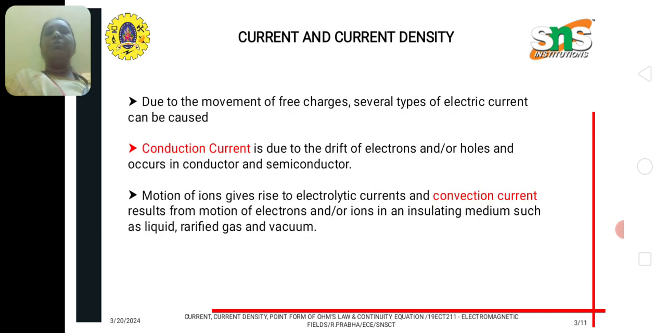So, due to the movement of free charges, several types of electric current can be caused. One is called conduction current. This is due to the drift of electrons and holes and occurs in semiconductors or conductors. Another type of current is called convection current. Here, the motion of ions gives rise to electrolytic currents, and the convection current results from motion of electrons and or ions in an insulating medium such as liquid, gas and vacuum.